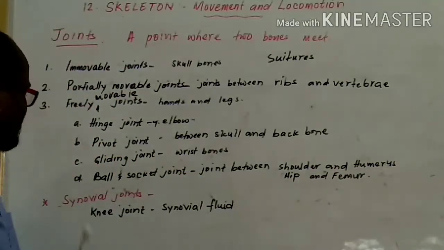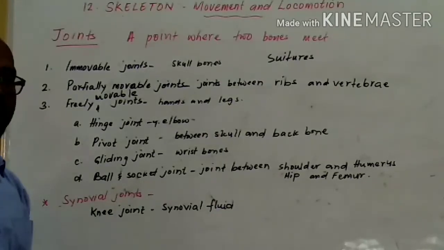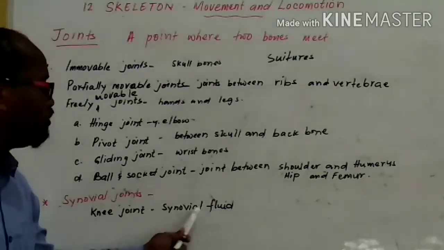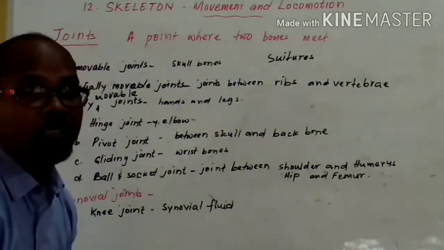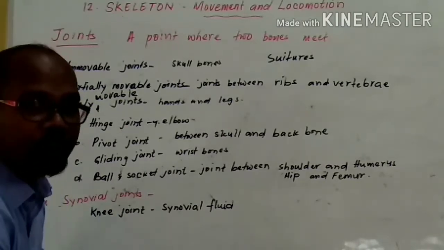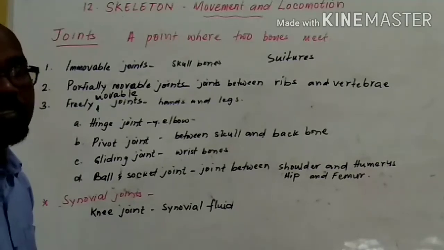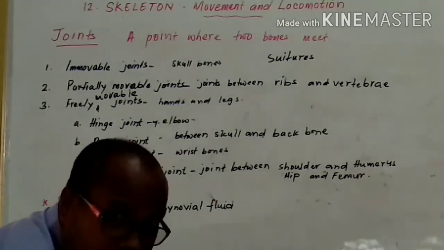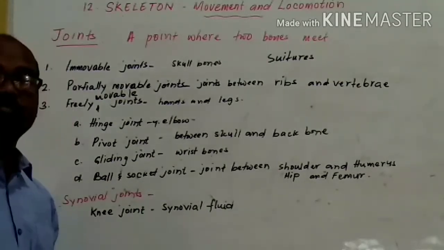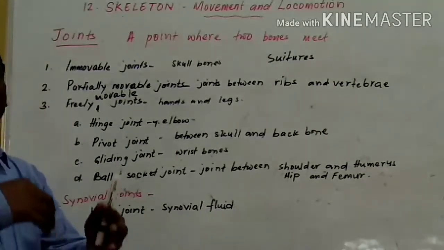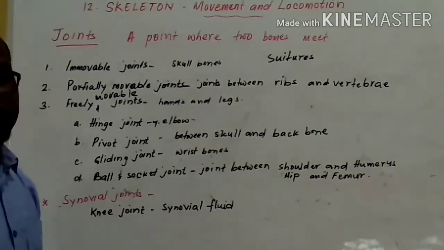There is one more special kind of joint called synovial joints. Synovial refers to synovial fluid. In the knee joint particularly, where the femur and tibia and fibula are connected, there we have a cavity. In that cavity we have synovial fluid. This synovial fluid allows the free movement of this joint.